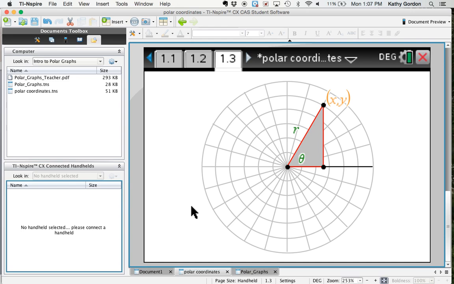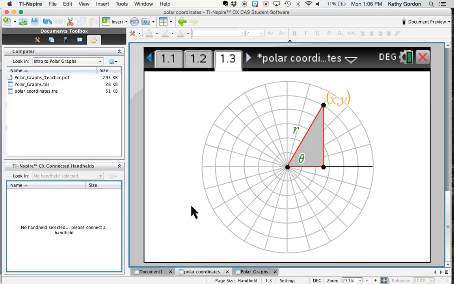X squared plus y squared is r squared. And where else have we seen that? Circles. Equation of a circle. That's right. That's how we get all of these xy points to make a circle, is we're really just using the Pythagorean of that setup.